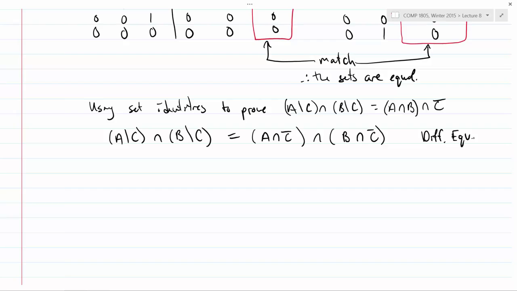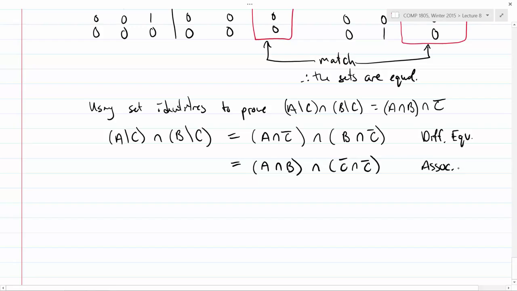Next, we notice that this is an intersection, that's an intersection, and that's an intersection. So I can move them around however I like and bracket them however I like. So I'm going to move them around like this. A intersect B intersect C complement intersect C complement. And that's by associativity and commutativity. And then what's the very last step here? Yep.